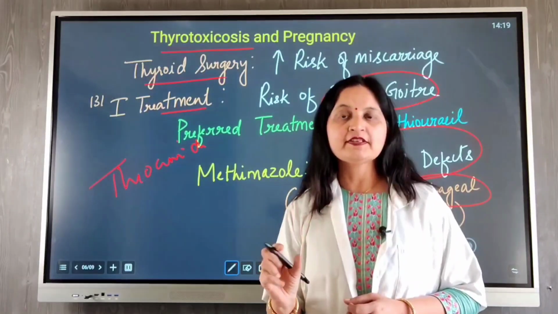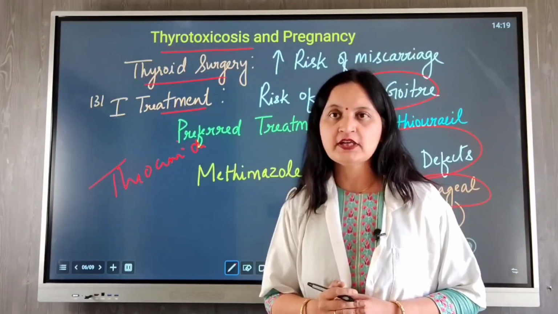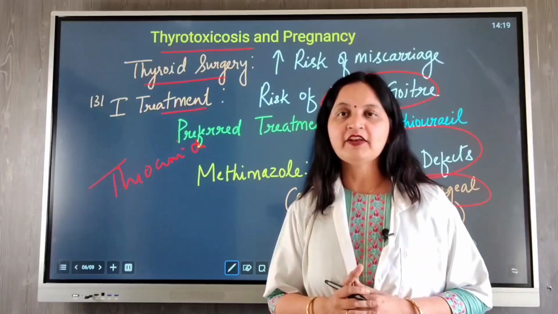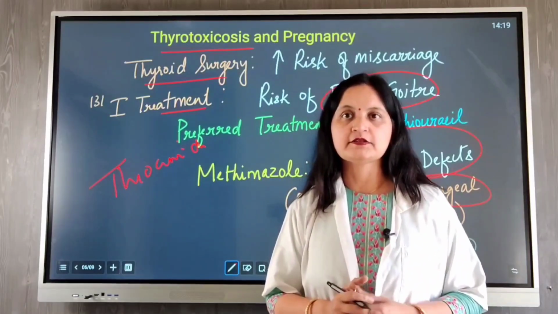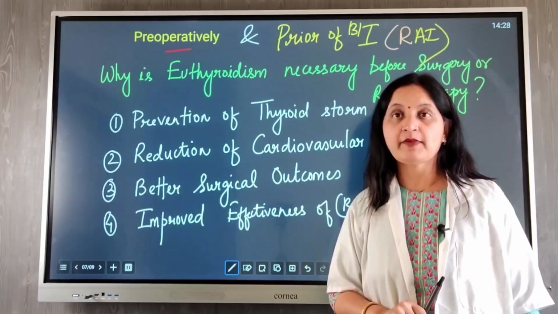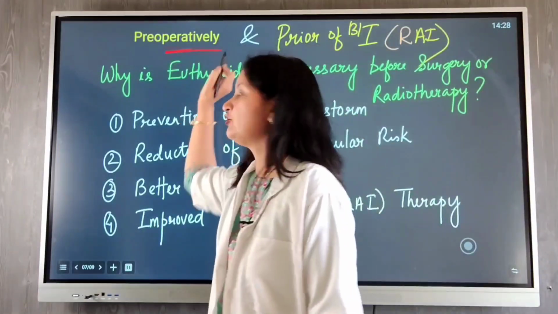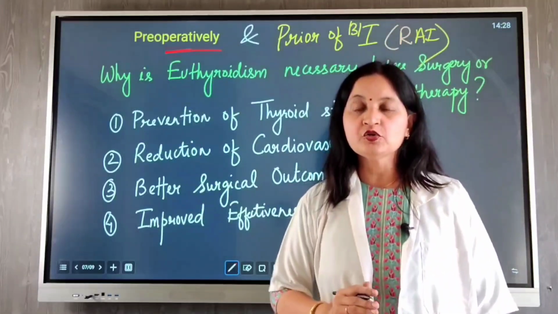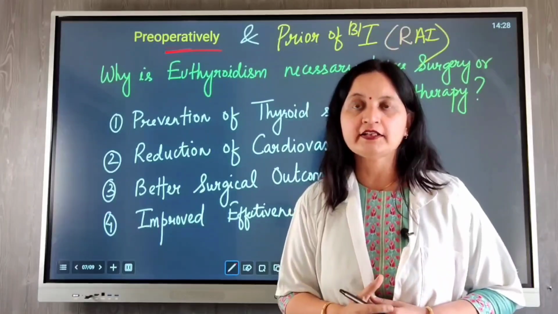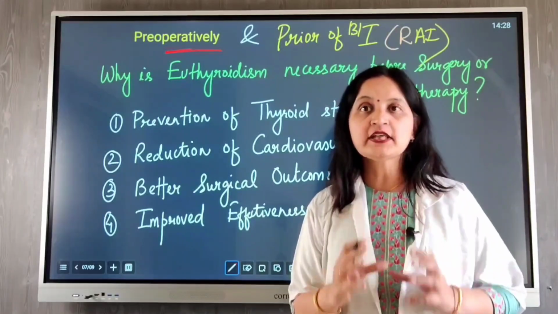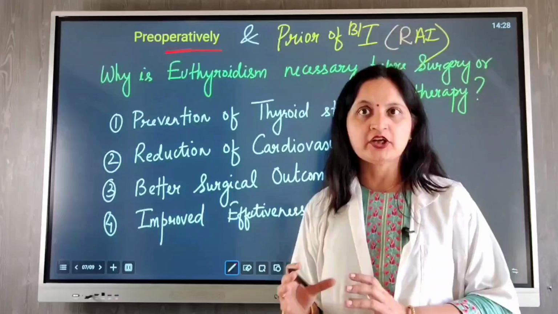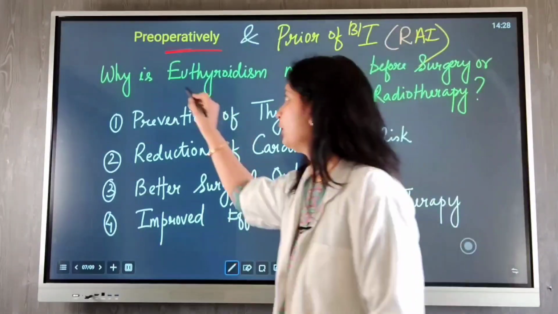Second and third trimester, methimazole can be used in a pregnant woman that is suffering from thyrotoxicosis. The next indication of thioamides is that they can be used pre-operatively, that is prior to surgery, and they can also be used prior to radioactive iodine treatment. This is done to stabilize a thyrotoxic patient and to achieve euthyroidism.